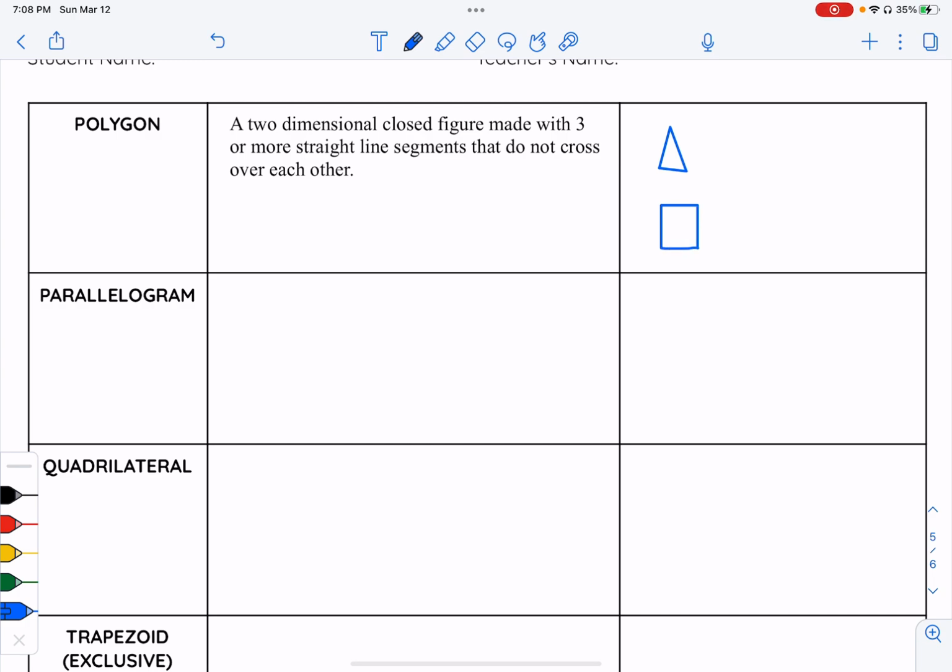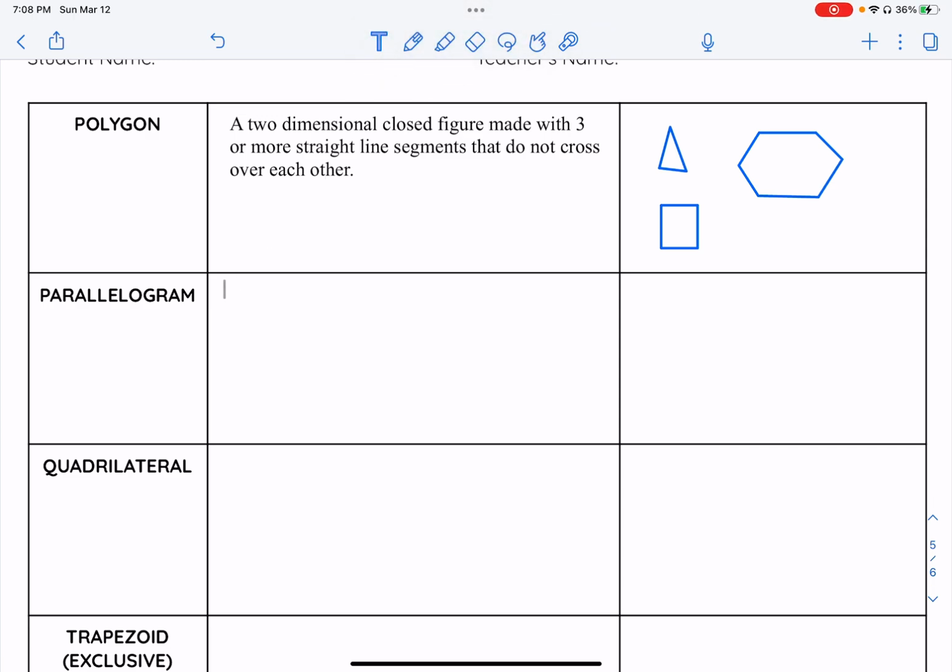A hexagon, which we will review later. Again, just trying my best, and I just suggest that you try your best too. It's honestly harder to free draw these than it looks. Okay, so polygon.